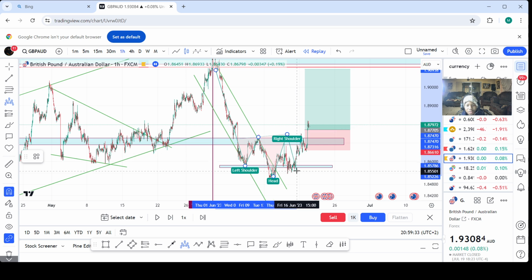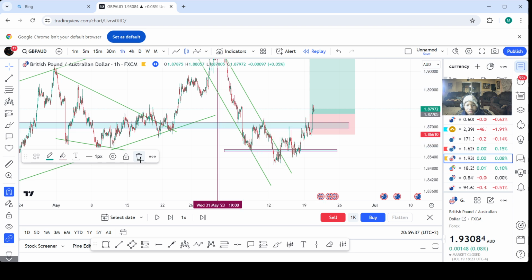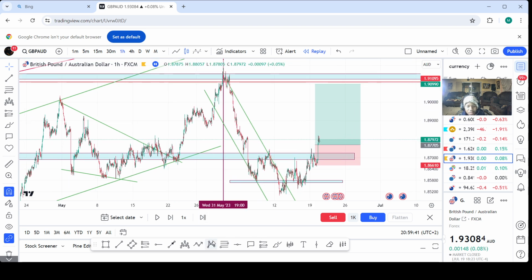Okay, my thing is glitching. What am I doing, man? Sometimes my TradingView can just be tripping. It's not the network, it's just my TradingView.